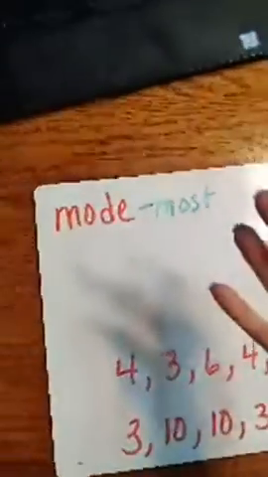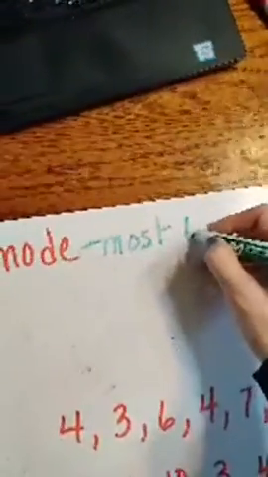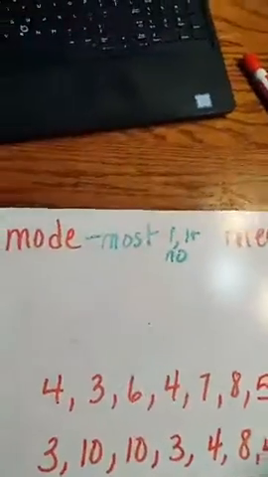Mode means most. Mode means most. What number happens most? The thing to remember with mode is you can have one mode, you can have more than one mode, or you can have no mode. We'll take a look at what those look like in a minute.